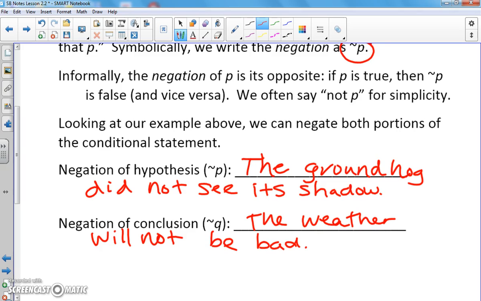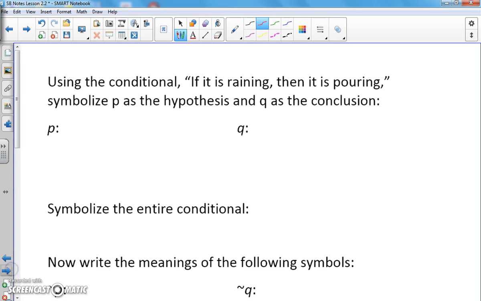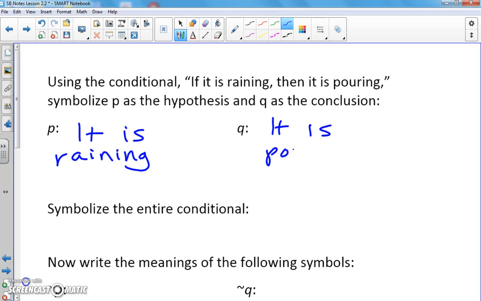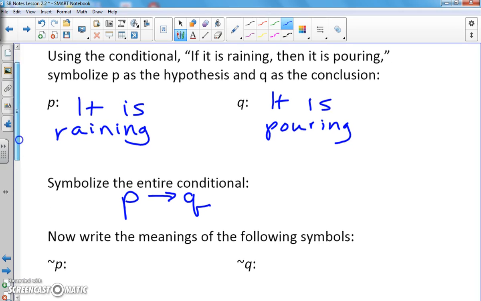Okay, so let's move on and try another one of these. So we're going to use the conditional, if it is raining, then it is pouring. We're going to symbolize P as the hypothesis and Q as the conclusion. Stop the video for a minute. I want you to try writing out the hypothesis and the conclusion, and then start the video again. Hopefully what you have for your hypothesis is something to the effect of, it is raining. And your conclusion should be that it is pouring. So when we go to symbolize this, we would say, if P, then Q. Make sure your P's and Q's look clear as to what letter is which.